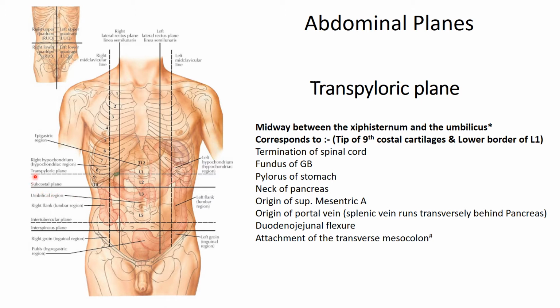Now there are several other planes which are also described. Often in place of the transpyloric plane, clinicians use this subcostal plane, which corresponds to this costal margin. And there is another plane in the lower region, which is known as the interspinous plane. This is the plane joining the two anterior superior iliac spines, interspinous plane.